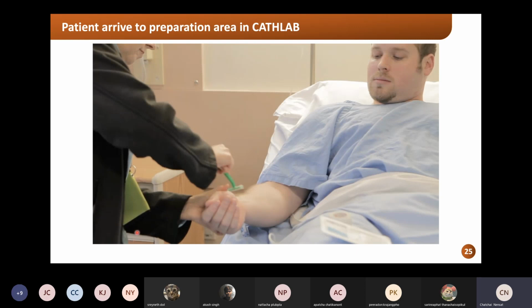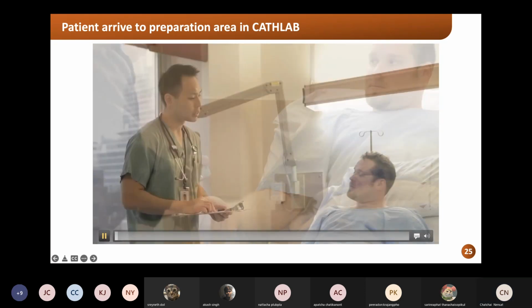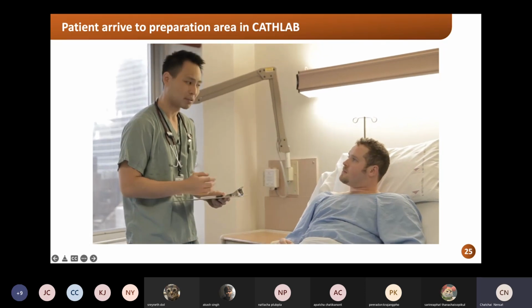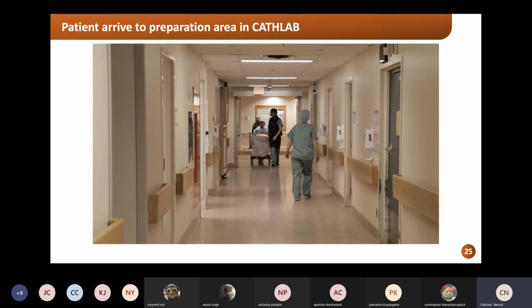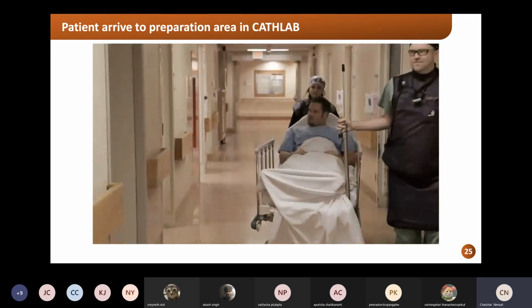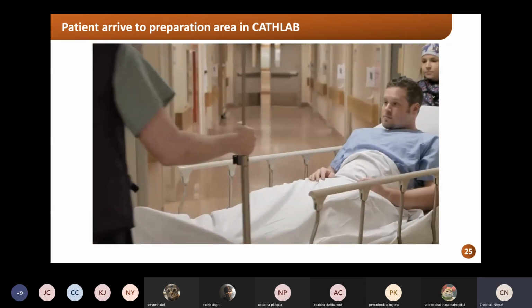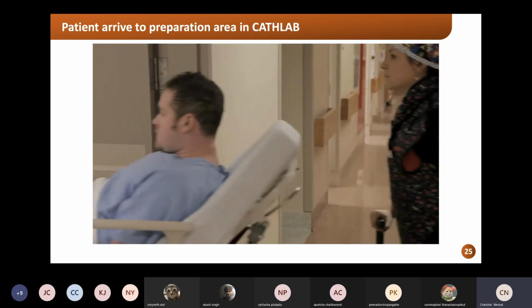And here is some video clip that shows you how we can prepare the patient in the cath lab. It's a very short clip. We will see that at the ICU, the doctor will tell about the risks to the patient, right? And here the patient comes from the CCU to the cath lab. So can you hear my voice or just the video clip voice? I'm not sure about that.